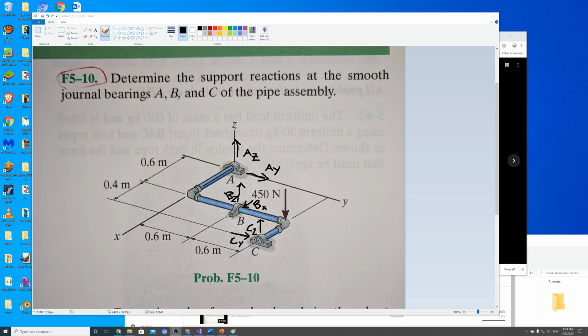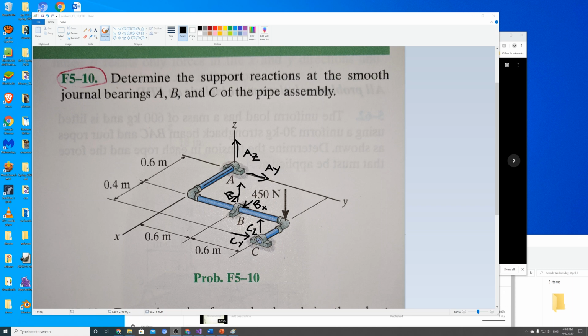Okay, so what I did is I went through and put in the reactions. It's possible to have three reactive forces at each of these, so you could have nine. But since these are journal bearings, what you'll recognize here is that in the x direction, this can slide back and forth, so there's no reactive force in the x direction there.